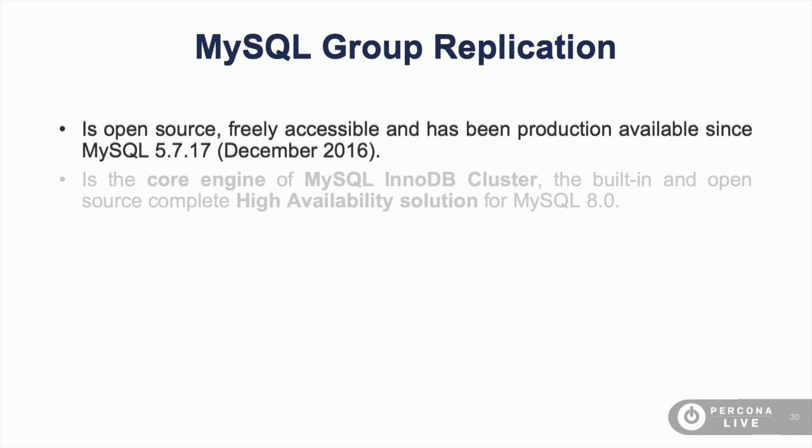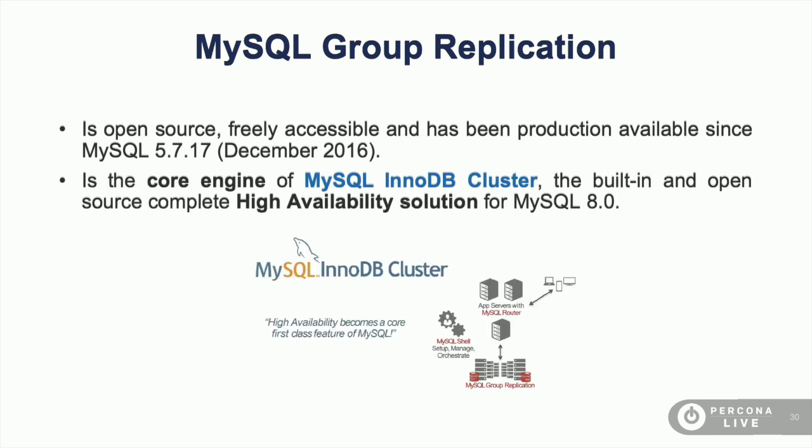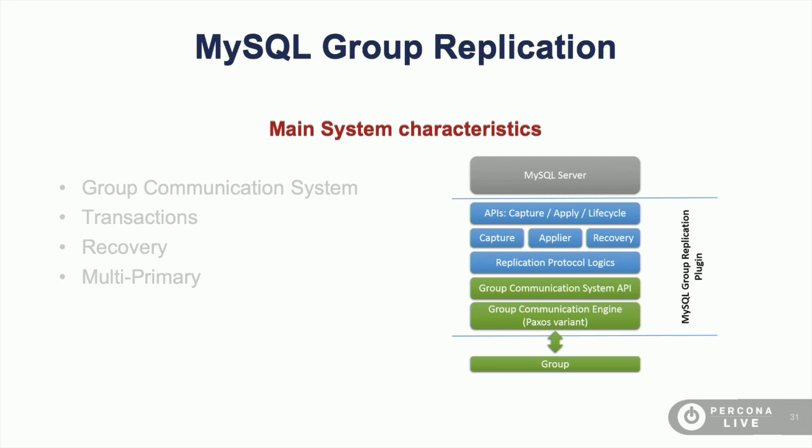Let's go over some of the history of MySQL group replication. It's been open source since December 2016 with MySQL 5.7.17. It's a core engine of MySQL InnoDB cluster. And what are the main characteristics of MySQL group replication? The main characteristics consist of its group communication system, transaction recovery, and multi-primary.